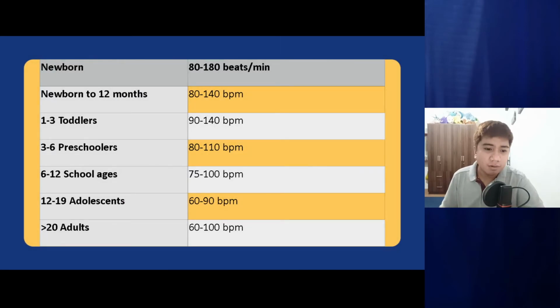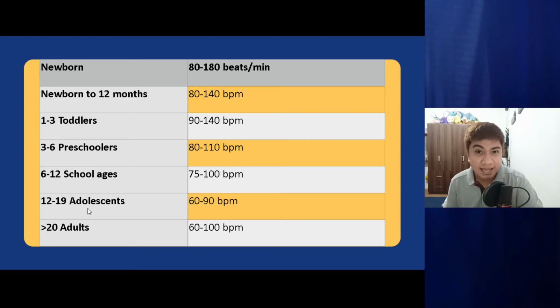So here are some of the normal values. Heartbeats vary per age group. For example, newborn. Usually, normal for them is 80 to 180 beats per minute. Okay? For newborn to 12 months, we have 80 to 140. Your toddlers, age 1 to 3, 90 to 140. For preschoolers, 3 to 6 years old, 80 to 110 beats per minute. For school ages, 6 to 12, they have 75 to 100 beats per minute.